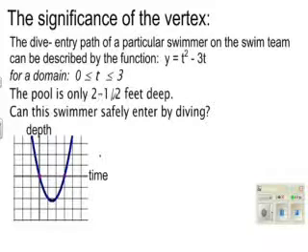The pool is only 2.5 feet deep. Can this swimmer safely enter by diving? Well, what you want to know, if the pool is only 2.5 feet deep, it looks like he would have some clearance there. By finding the vertex, you could actually figure out how much clearance he has. So let's look for the vertex. The vertex is at negative b over 2a. That's the x-coordinate. It's negative b, so that would be a negative negative 3 over 2 times a, and a is 1.